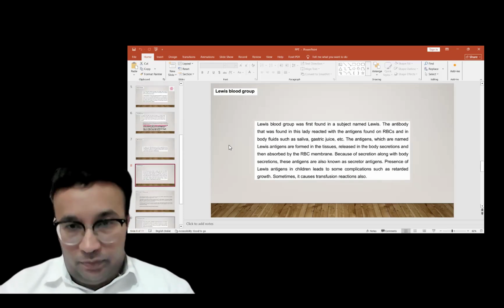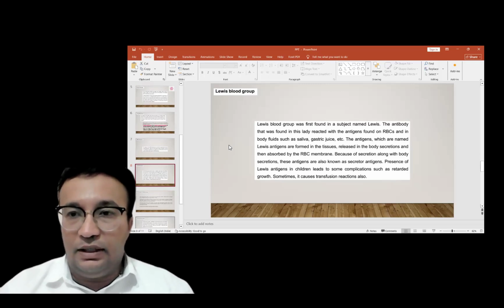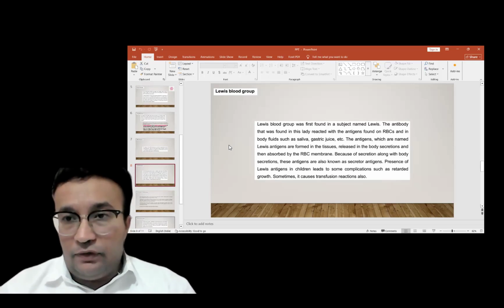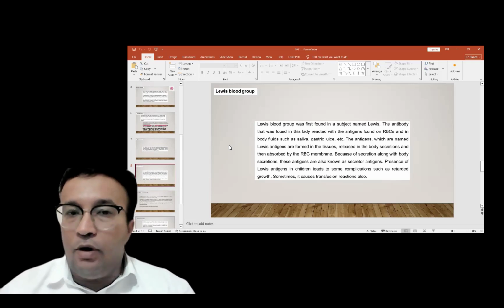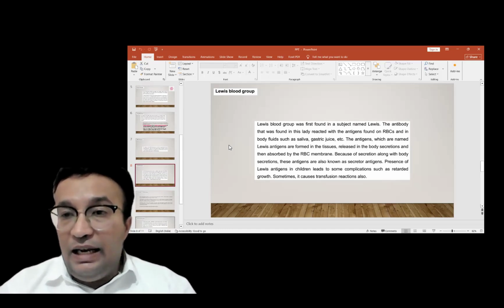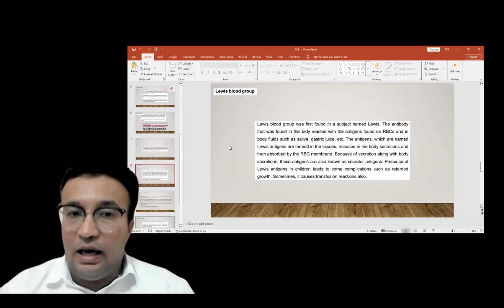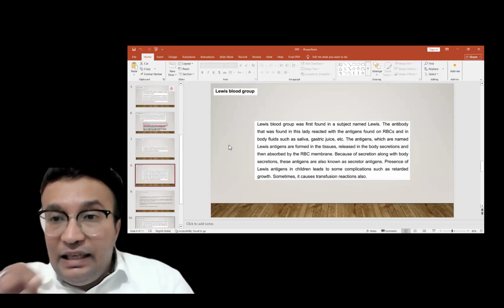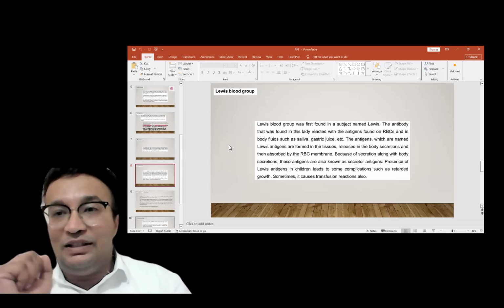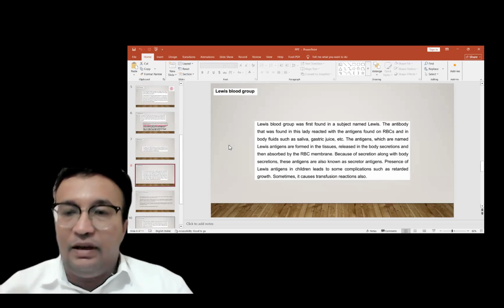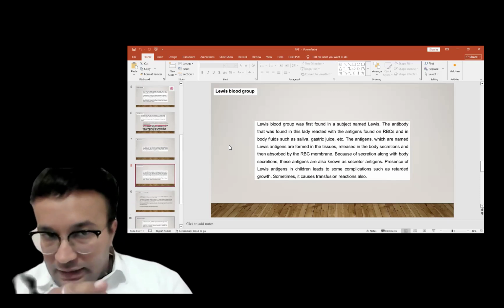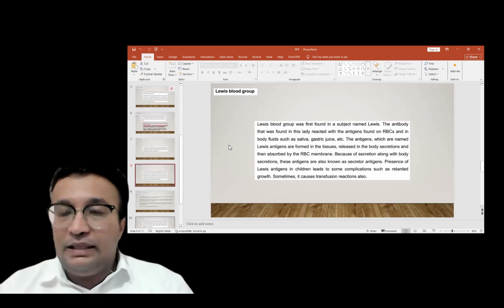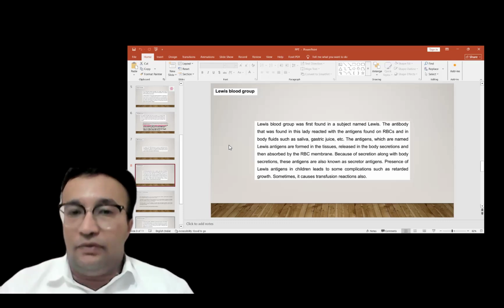Then we have Lewis blood group. This was named after the discovery in a subject named Lewis. She was a female, and it was found that her body produced antibodies against antigens found on her RBC membrane. And also antibodies were produced against antigens which were found, surprisingly, in body fluids like saliva and gastric juice. So that means antigens associated with this blood group are also present in secretions of the body.